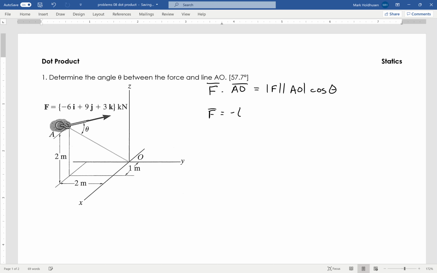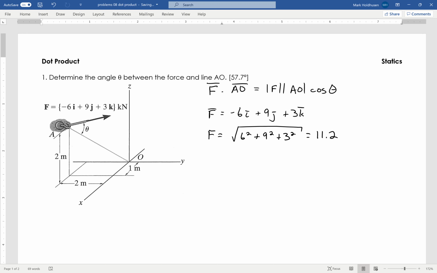Okay, so again, F is given to us. We'll just go ahead and write that down. It's negative 6i plus 9j plus 3k. Let's find the magnitude of that force, because again, we're going to need that as well in order to find that angle, right? We need the dot product and the magnitude of each of these vectors, right? So that's going to be the square root of 6 squared plus 9 squared plus 3 squared. Okay, in doing that, I get a magnitude of 11.2.